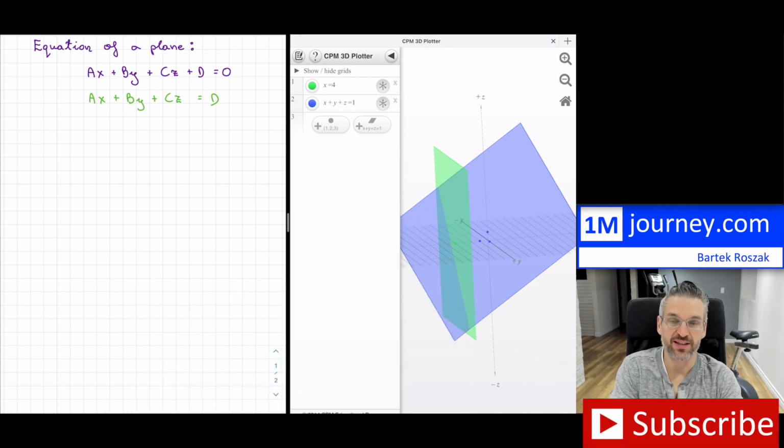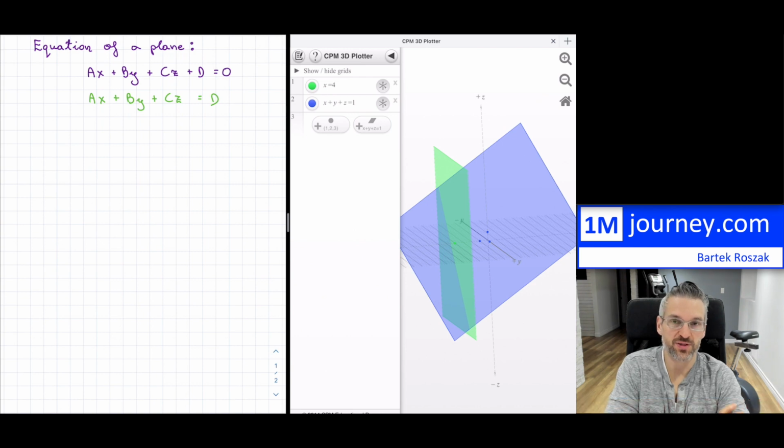Now my assumption is that you're very familiar with lines and how to represent them: either in y is equal to mx plus b form, which is the slope and intercept form, or the standard form, sometimes called the scalar form, and also the parametric or vector equations of lines. If you're familiar with those, that's going to give you a good source of fundamentals to be able to tackle this.